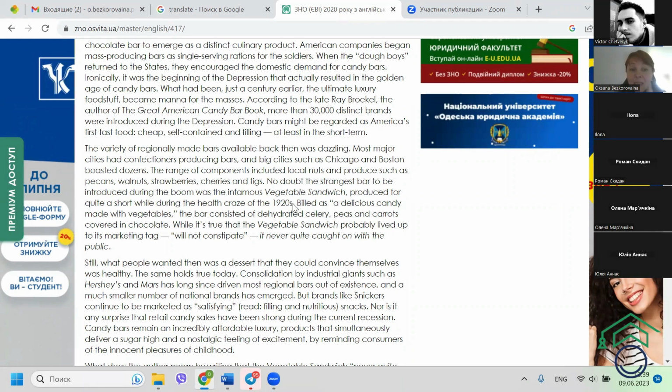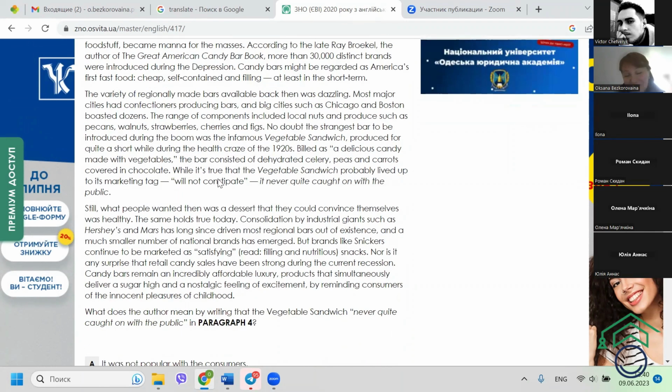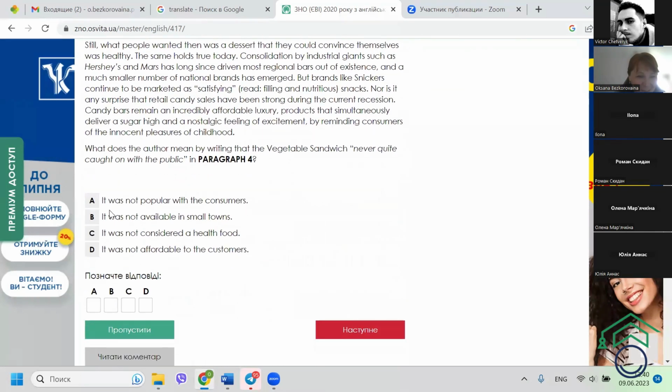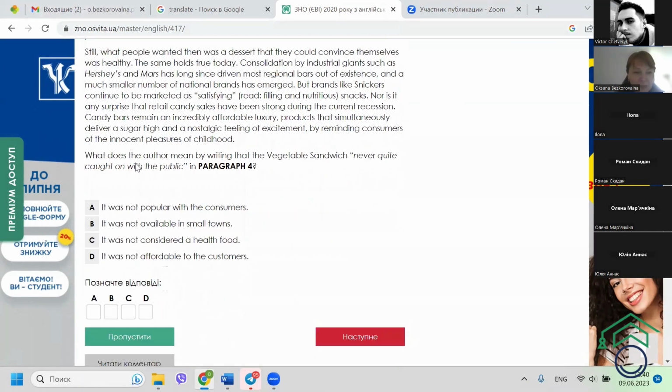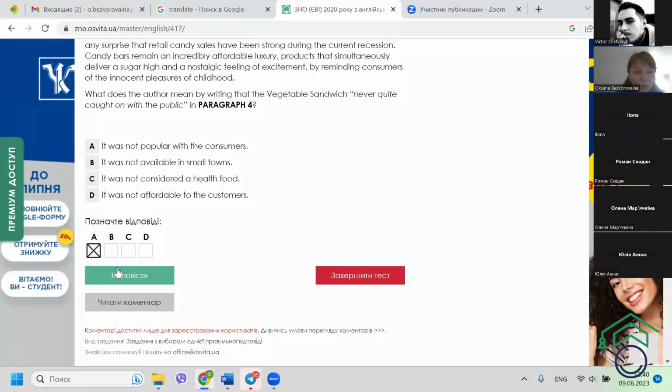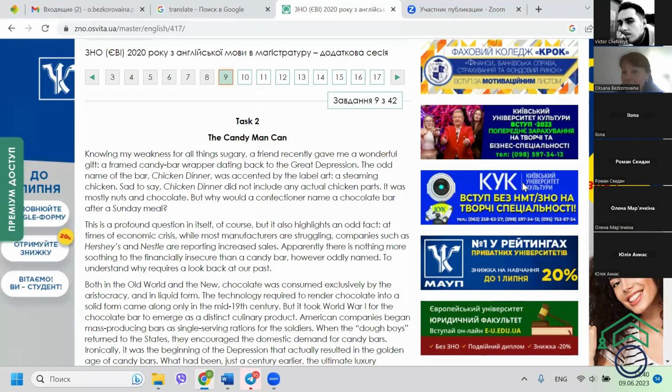Ще раз дивимося. Це іронічно. Уявіть, ці речення трошки з іронією. Продавалося як смачний батончик, зроблений з овочей. Він складався з селери, гороху і моркви, вкритої шоколадом. Ну, уявіть собі: селера, горох і морква, вкриті шоколадом. Так, окей. So, A. It was not popular with the consumers. І ключове те, що він недовго продавався. Так. So, thank you, Roma.